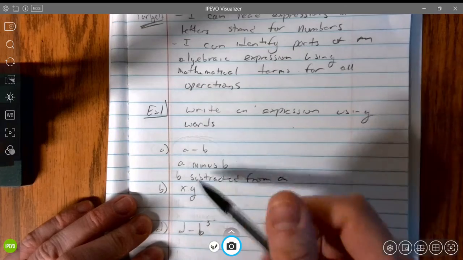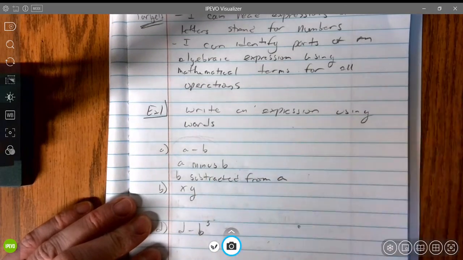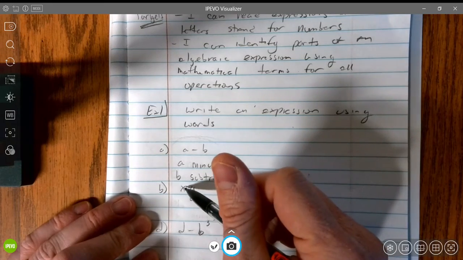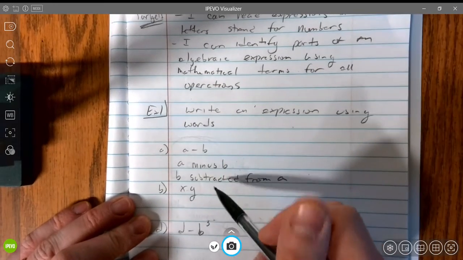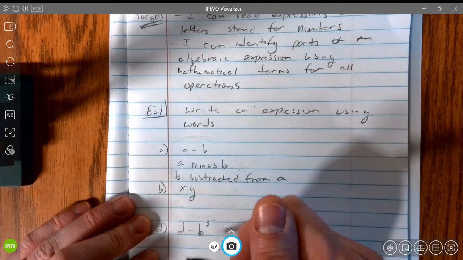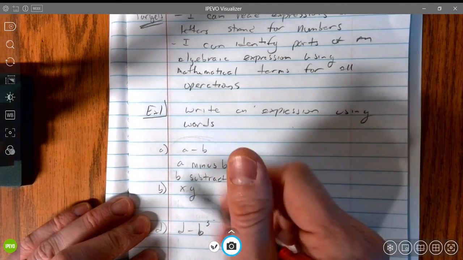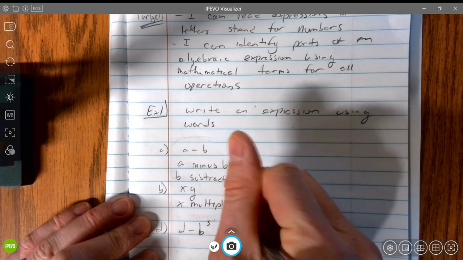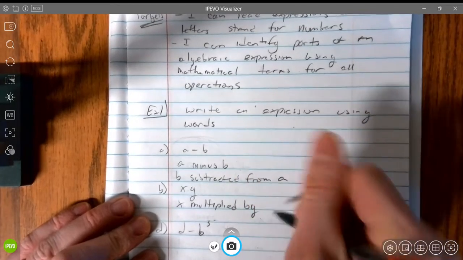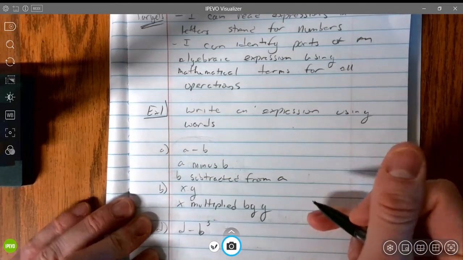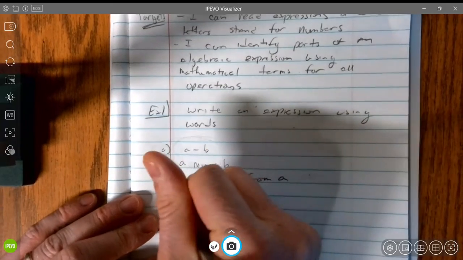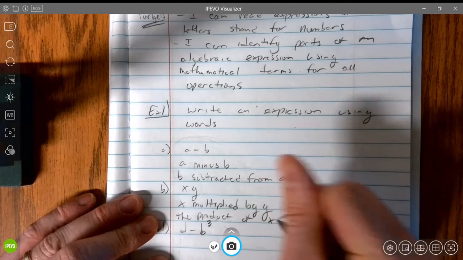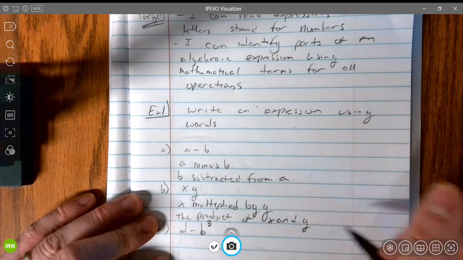All right, for B, I have the expression xy. Remember, when I have two variables next to each other, even though there's no symbol in between, that implies multiplication. So this means x times y, or x multiplied by y, or we could say the product of x and y.